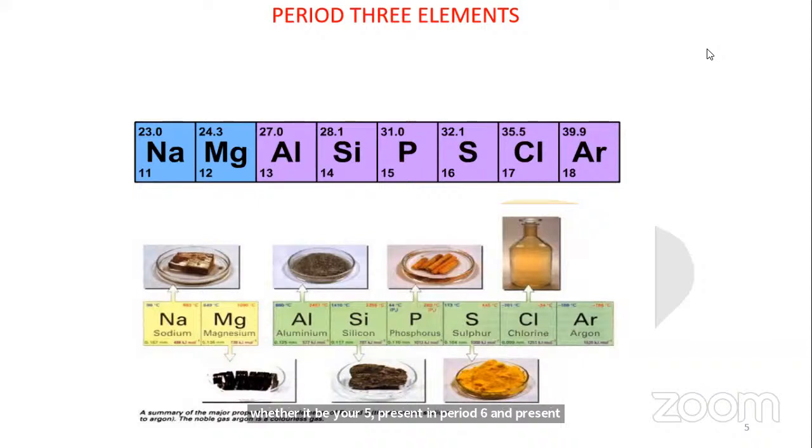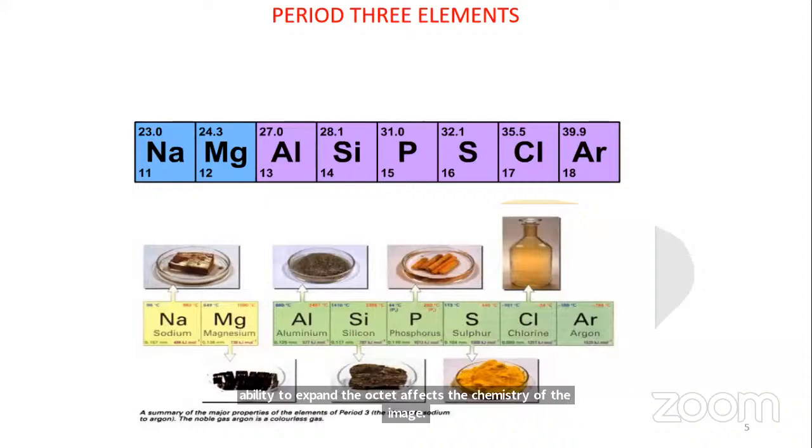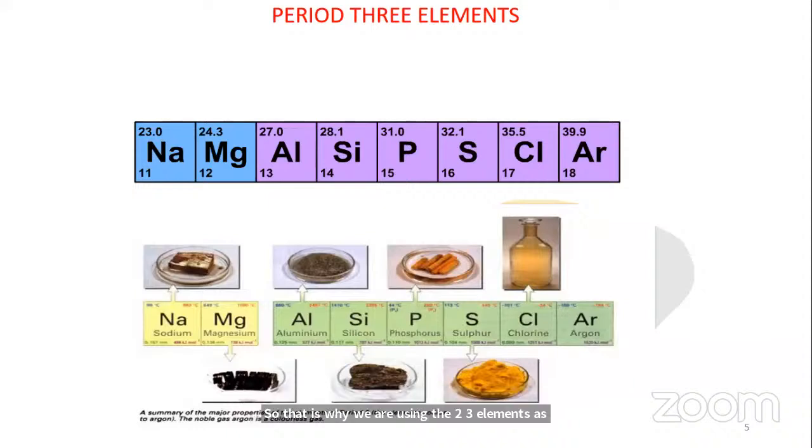So the elements in period 3 are more representative of the lower elements in the periodic table than the elements in period 2. Because in period 2, these elements cannot expand their octet. And the ability to expand the octet affects the chemistry of the element. So that is why we are using the period 3 elements as a representative of the elements across a period in the periodic table.